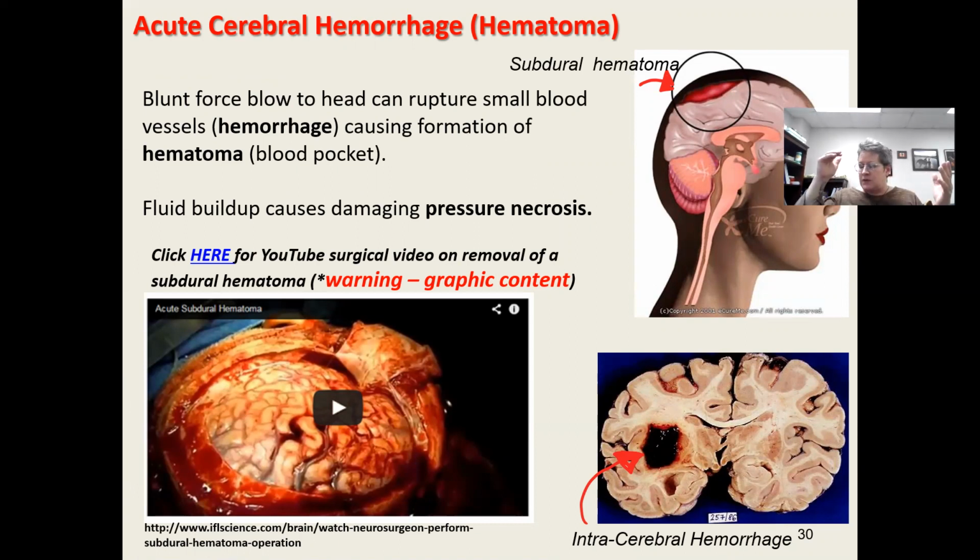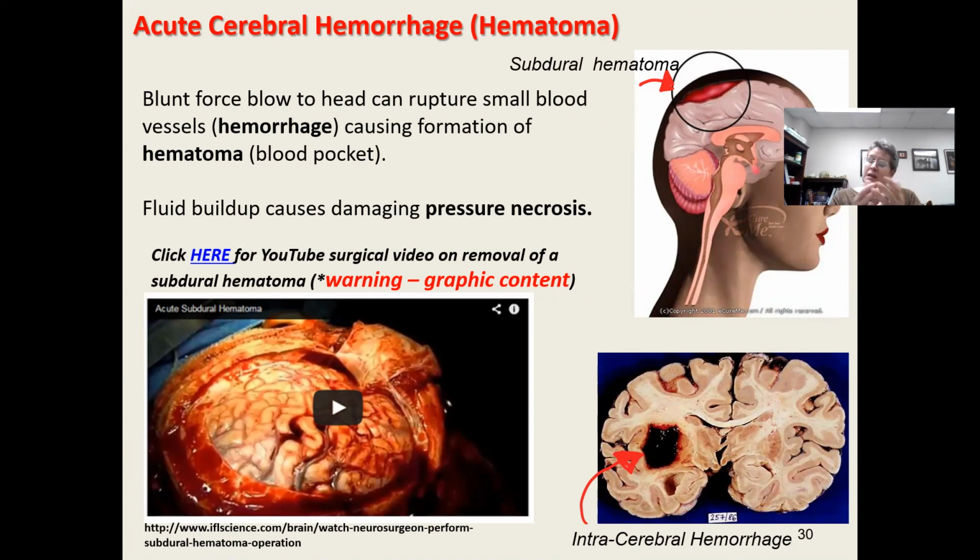Okay, or can form under the duramater. People have heard the term subdural hematoma. Well, really, what is that? Well, if you get blunt force trauma to the head, you could get hit on the head or fall. And all those blood vessels in the subarachnoid space could become ruptured. And what will happen is they will keep bleeding and pouring blood into a pocket.